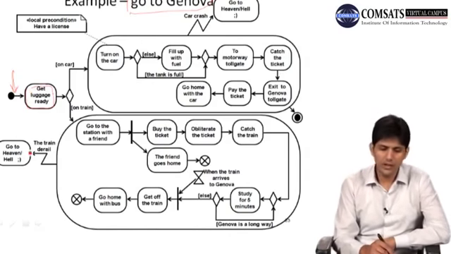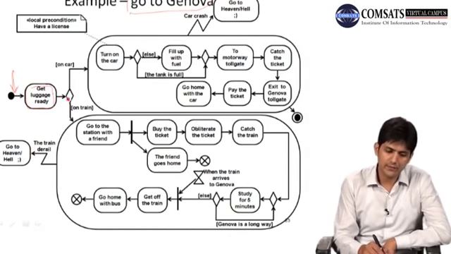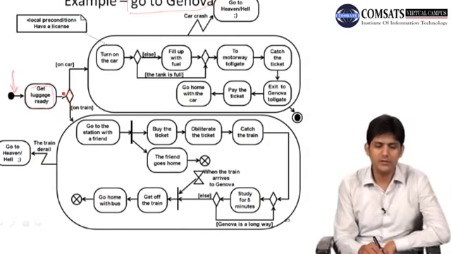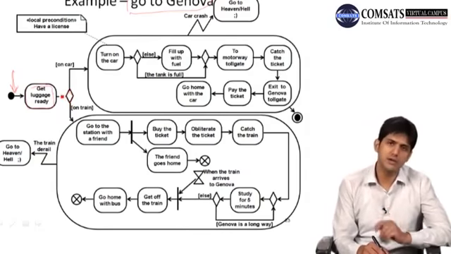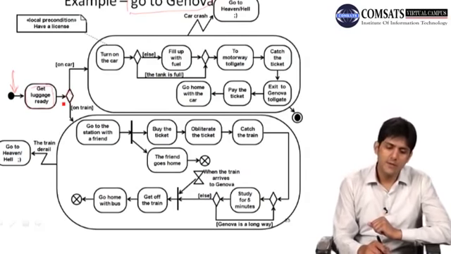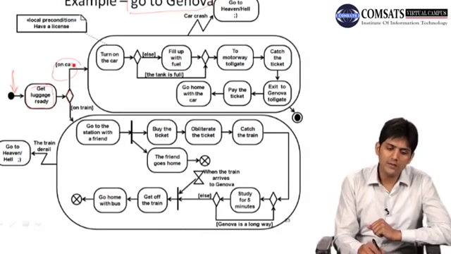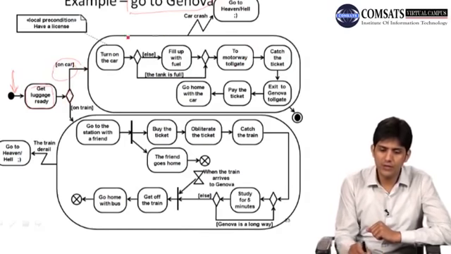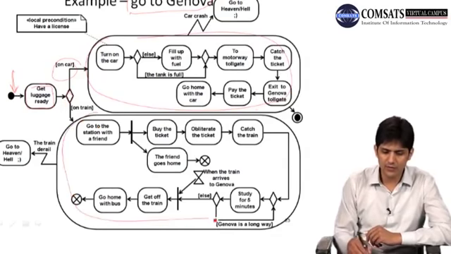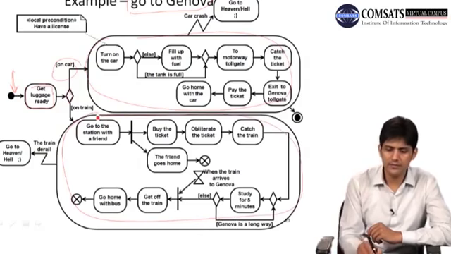Now when you have your luggage ready, there is a decision box. Either you are going by car or you are going by train. You can have another action which might say that you are going by plane. Based on the car, the set of actions would be totally different. These are the actions you might perform if you are taking a car, and these are the actions you might perform if you are going by train.